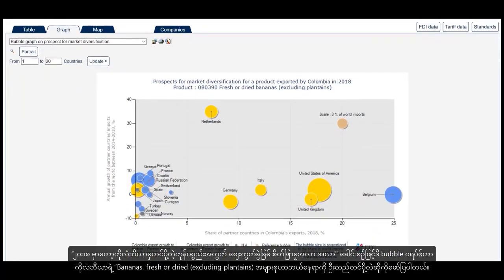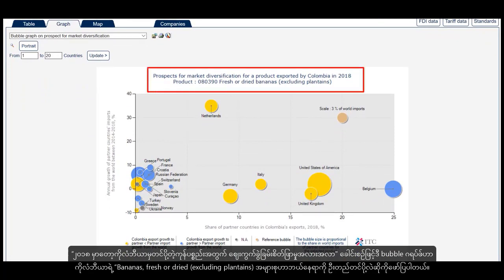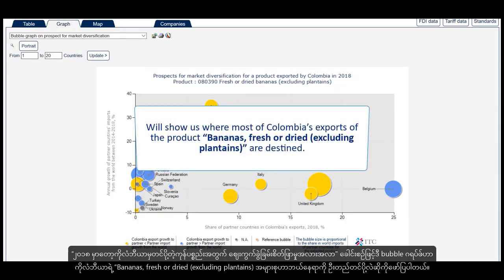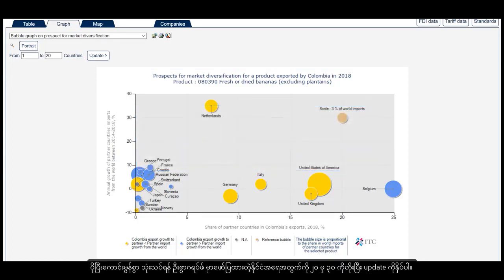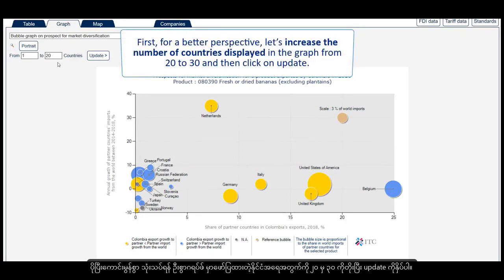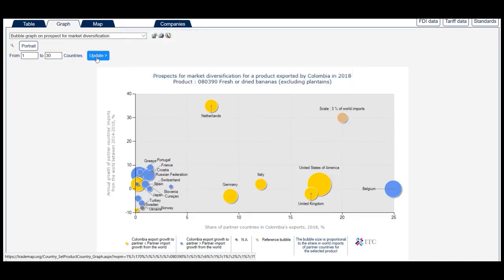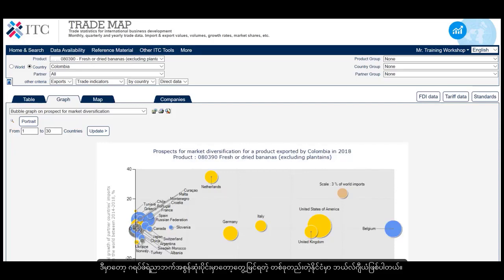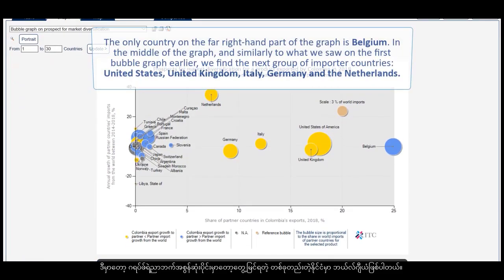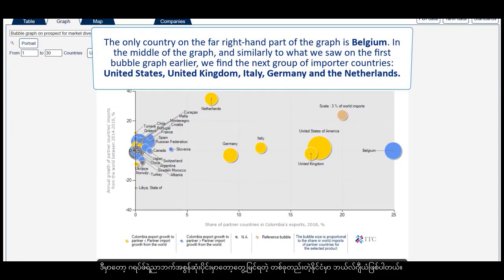This bubble graph, entitled Prospect for Market Diversification for a Product Exported by Colombia in 2018, will show us where most of Colombia's exports of the products, bananas, fresh or dried, excluding plantains, are destined. First, for a better perspective, let's increase the number of countries displayed in the graph from 20 to 30, and then click on Update. Then we can see that the only country on the far right-hand part of the graph is Belgium.